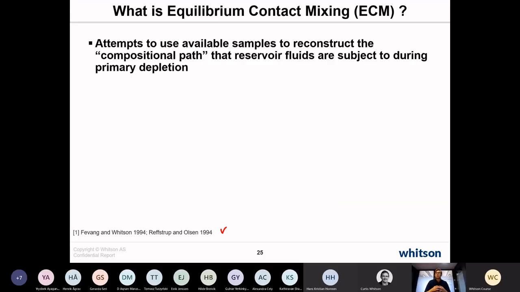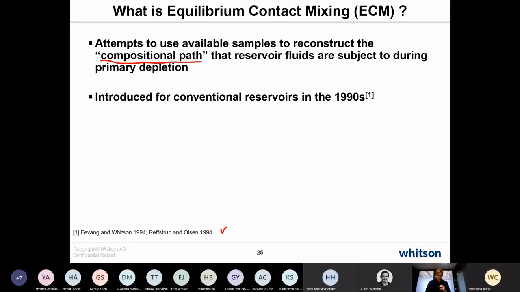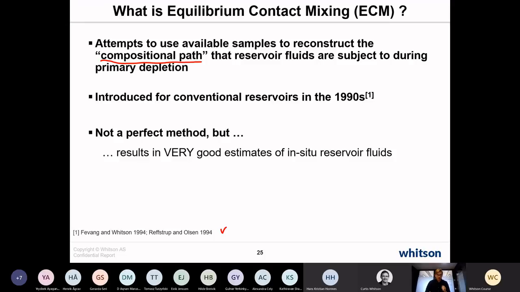But what it attempts to do is to use available samples to reconstruct the compositional path that the reservoir fluids are subject to during primary depletion. And we're going to discuss what we are actually talking about when we're talking about the compositional path. It was introduced in conventional reservoirs in the 1990s, and it's not an absolutely perfect method. For some cases it actually is, but it results in very, very good estimates of in situ reservoir fluids.